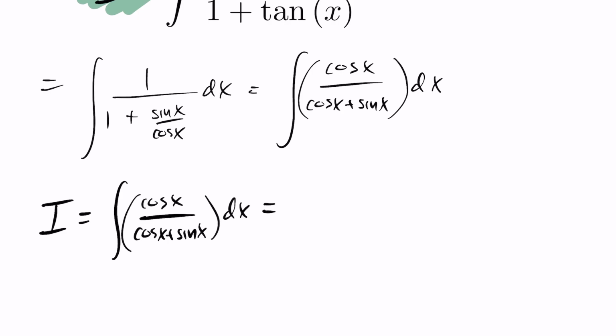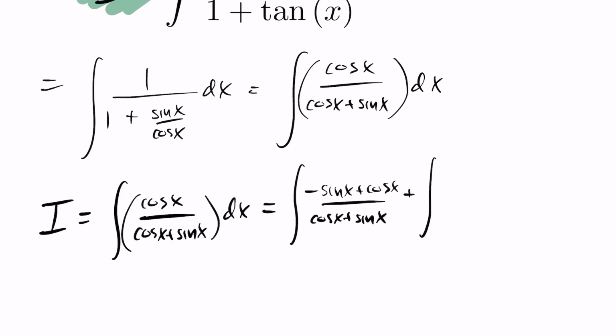Now, I'm going to rewrite this as follows. I'm going to write this as negative sine of x plus cos of x over cos of x plus sine of x, plus the integral of, again, I inserted that negative sine of x into there, so I'm going to actually undo that by adding this to our equation. And now you'll see here, I've gotten rid of that sine of x, but by doing so, I've created an extra cos of x. I'm going to subtract off the integral of cos of x over cos of x plus sine of x here.